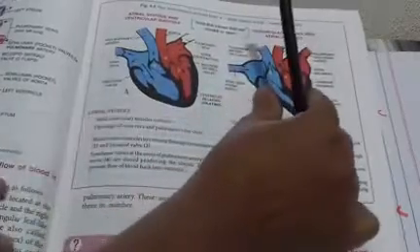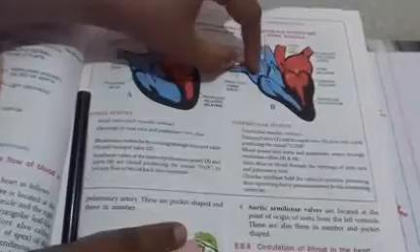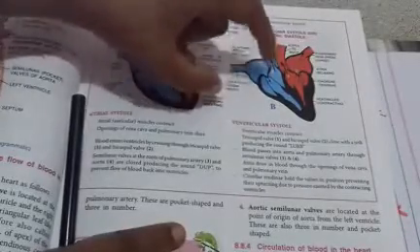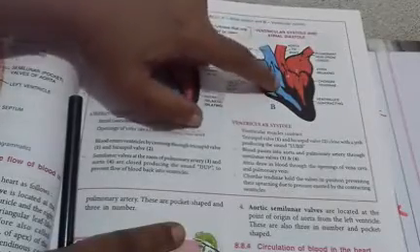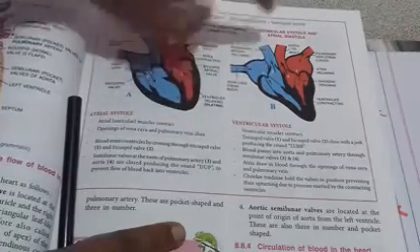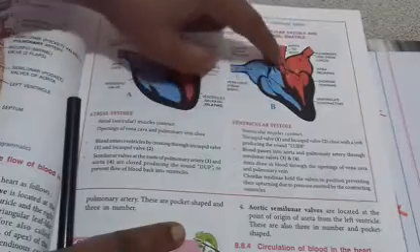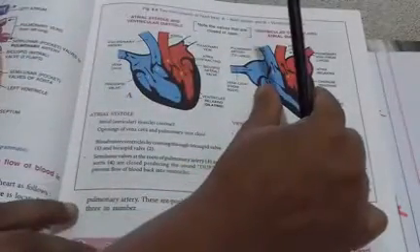Here, when the ventricles contract, what happens? The semilunar valves are opened. So only the bicuspid and tricuspid valves are closed, and only the blood can move to the respective blood vessels. That is, from here it enters into the pulmonary artery, deoxygenated blood. From here oxygenated blood is pumped into the aorta. So this is the ventricular systole.